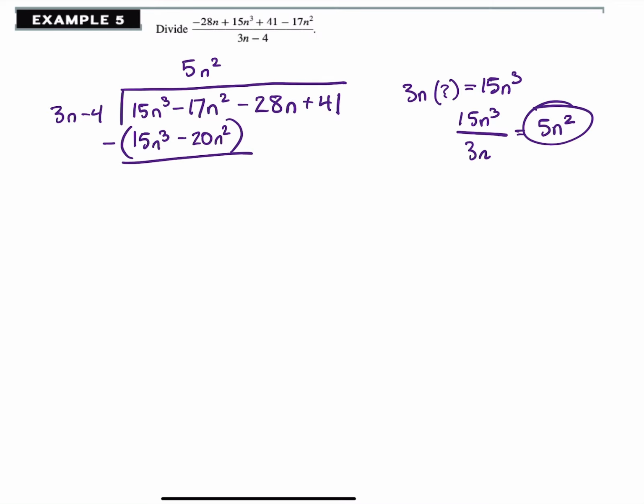And then this is all going to be subtracted. So the first term should always cancel out. 15n cubed minus 15n cubed gives us 0. Now we just need to be careful with the double negatives. I have negative 17n squared minus negative 20n squared. So that double negative might even be helpful just to write it out over here. Negative 17n squared minus negative 20n squared. Well, that will become negative 17n squared plus 20n squared.